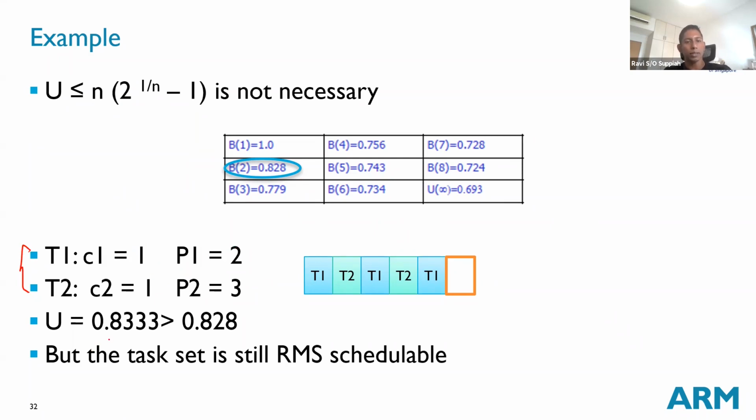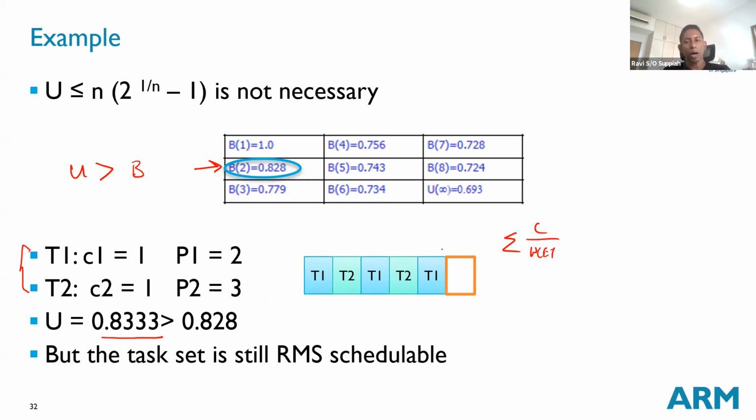If I compute the utilization, the utilization just now we saw is the computation time over the worst case execution time, the summation of it. If I take that, the utilization gives me a value of 0.8333. But since I only have two tasks, for n equals 2, I get a bound value of 0.828. So in this example, my utilization is actually bigger than my bound.